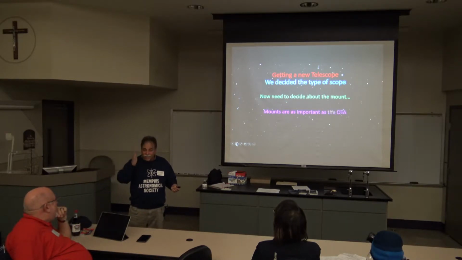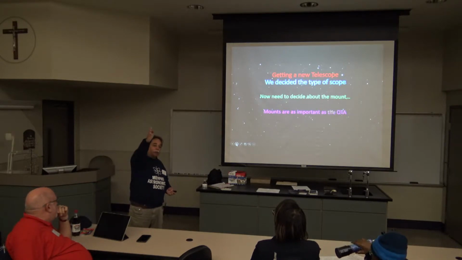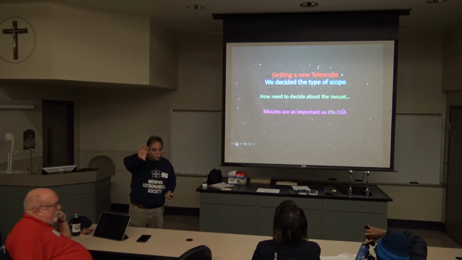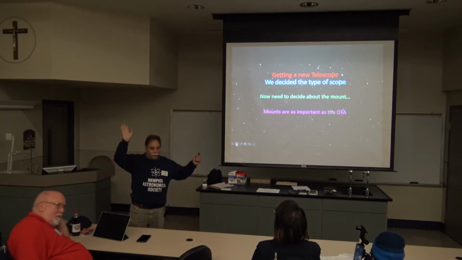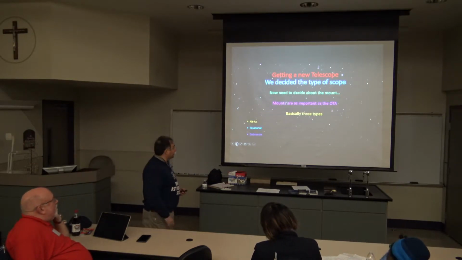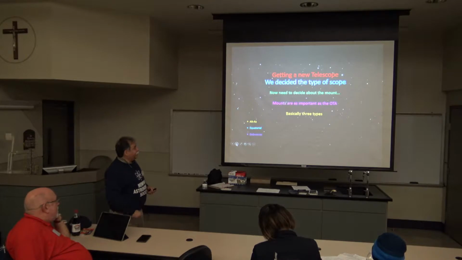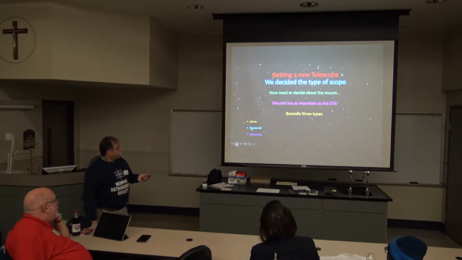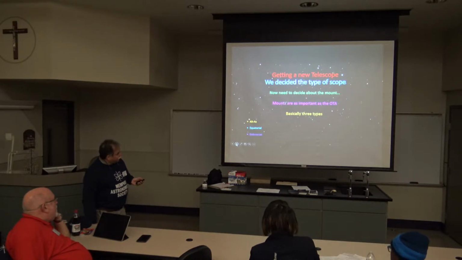It has to be stable, because one slight movement on your telescope will be a movement of millions of kilometers where you are looking at. So the image will not be centered. Or if it's centered, as soon as you touch it, it will move. So the mount is very important too. There are basically three types of mounts: Alt-az, Equatorial, and Dobsonian. Dobsonian is a special type of Alt-az.